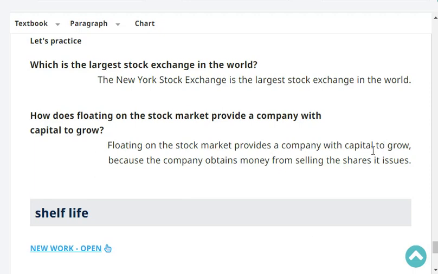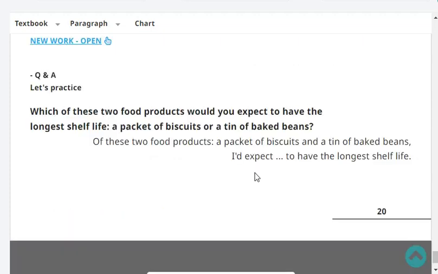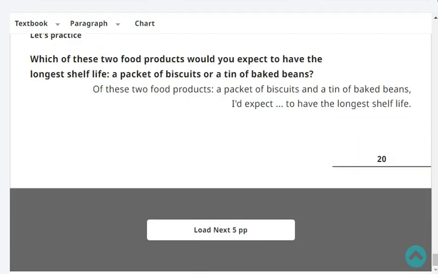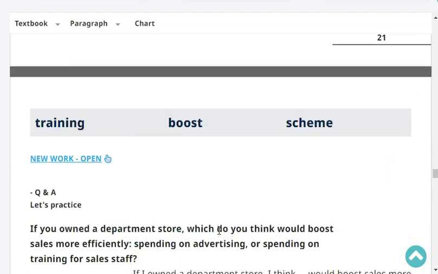Shelf life. Which of these two food products would you expect to have the longest shelf life? A packet of biscuits or a tin of baked beans? Of those two food products, I'd expect a tin of baked beans to have the longest shelf life. Very good. Okay, start at page 22.